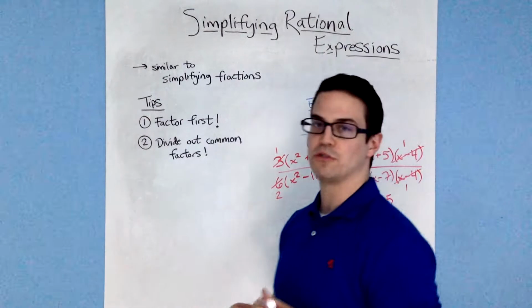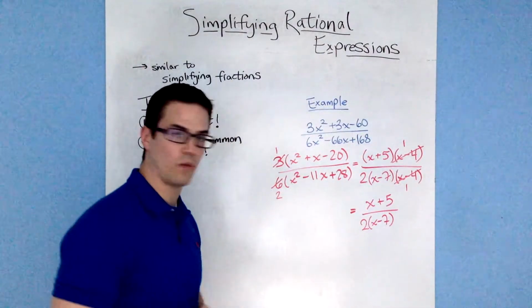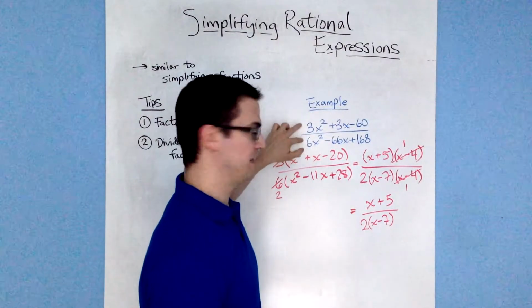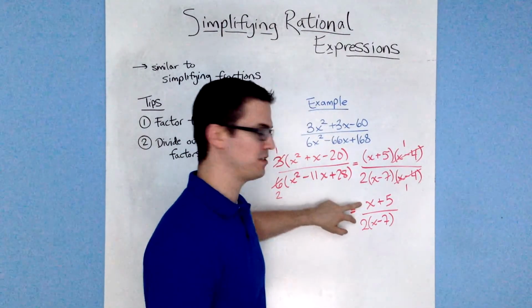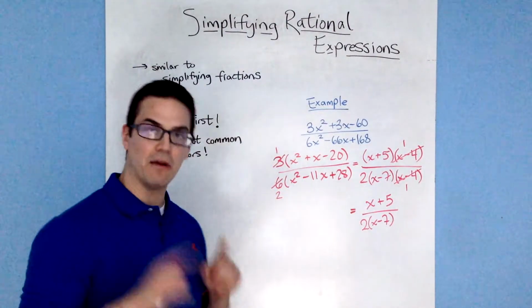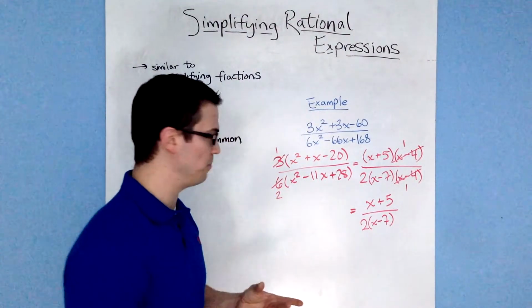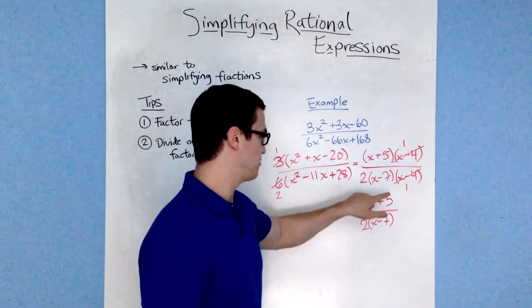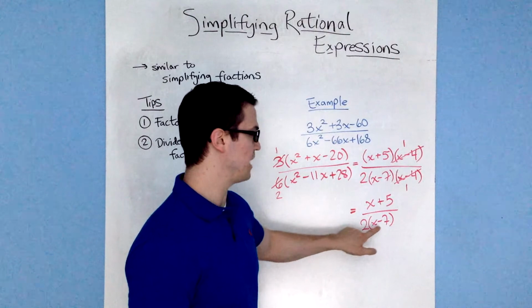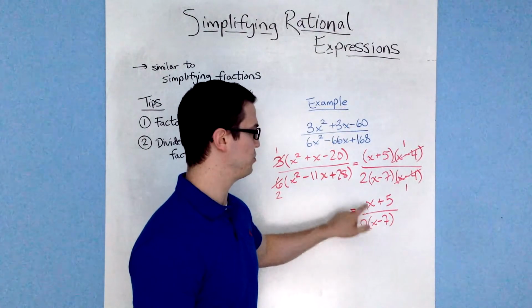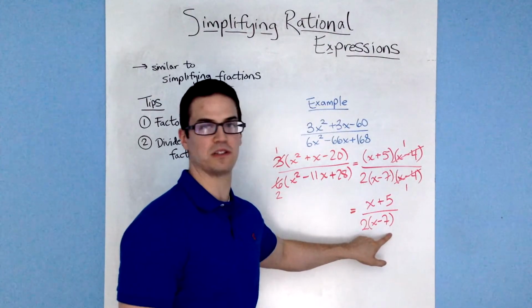Now it's also important to check your work on this, and one of the easiest ways to check your work is by just plugging something in for x up in this expression, and then plugging in something for x in this expression, and seeing if you get the right answer. The number that I would recommend plugging in would be 0, just because it makes your life a lot easier. If I plug 0 in here, I have 0 plus 5 is 5 divided by 2 times 0 minus 7. So 0 minus 7 is negative 7 times 2. So you'll have 5 divided by negative 14.